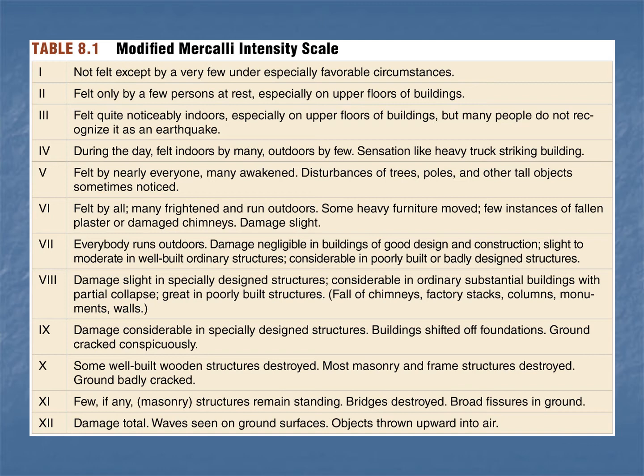How about a 10? Some well-built wooden structures destroyed, and they do better than the brick. Most masonry and frame structures destroyed, ground badly cracked. Wow, an 11: bridges destroyed, few structures remaining, especially if they're masonry, broad fissures open in the ground. 12: total damage, visible waves seen on ground surfaces, that's your Rayleigh waves, objects thrown up into the air. So this is what we would use, say, for the 1886 Charleston, South Carolina quake, to some extent the 1906 San Fran quake, the 1811-1812 New Madrid earthquake.